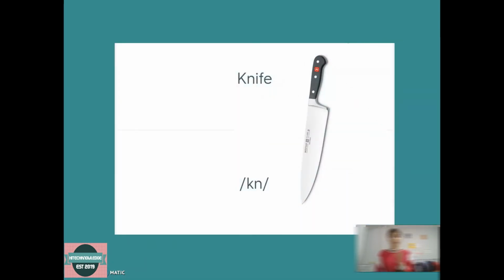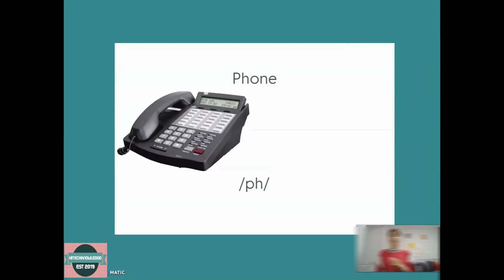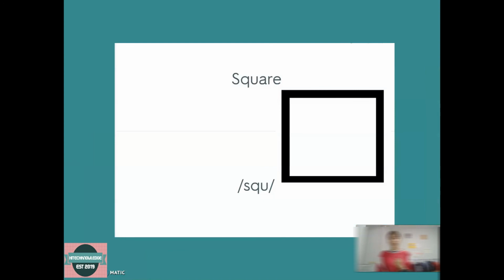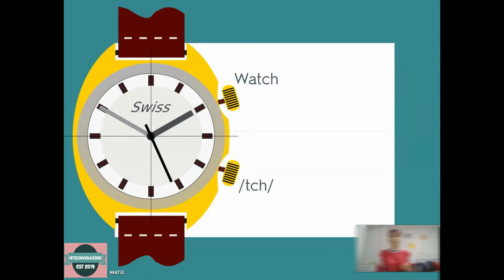Next, even with K and N, the K is silent, so we start with n, knife. Next, the combined consonant P and H sounds like F, so it's phone. Next, square. Next, the combined consonant TCH sounds like ch, watch.